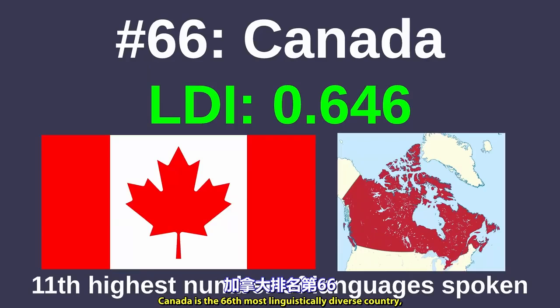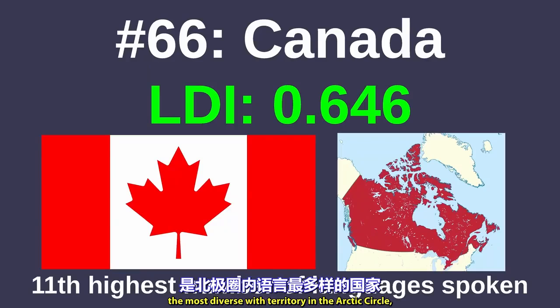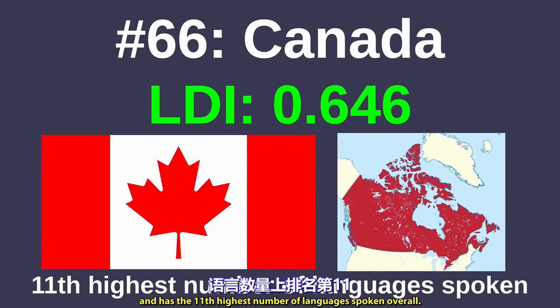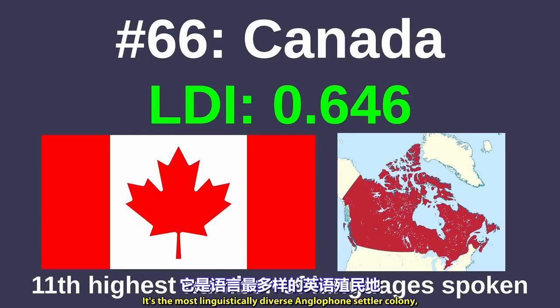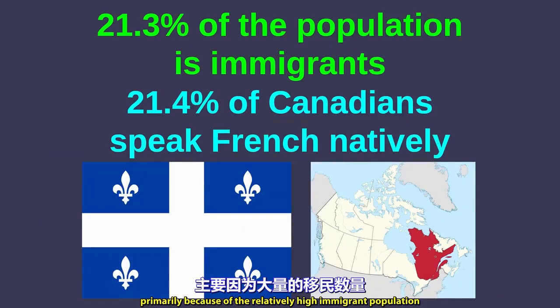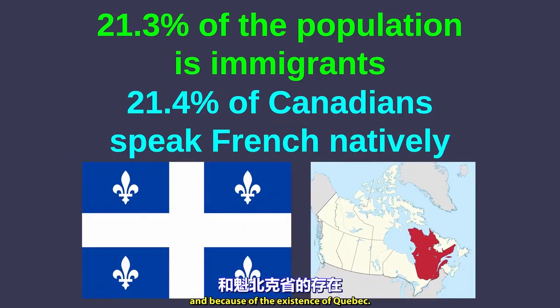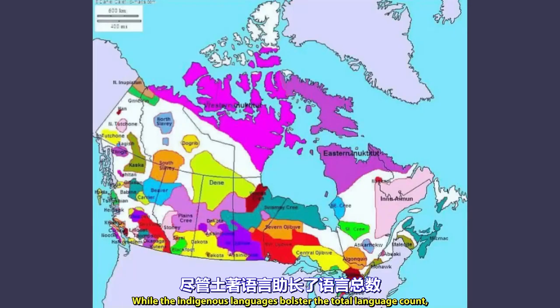Canada is the 66th most linguistically diverse country, the most diverse with territory in the Arctic Circle, and has the 11th highest number of languages spoken overall. It's the most linguistically diverse Anglophone settler colony, primarily because of the relatively high immigrant population and because of the existence of Quebec. While the indigenous languages bolster the total language count, they unfortunately don't have many speakers individually because of centuries of genocide, kidnapping indigenous children from their parents, and forcing them into schools designed to eradicate all semblance of indigenous culture and language within them.